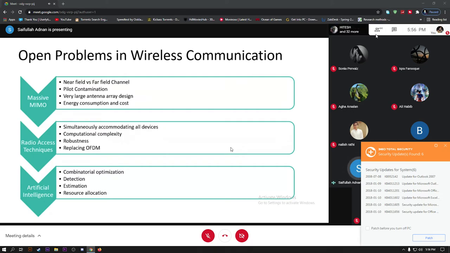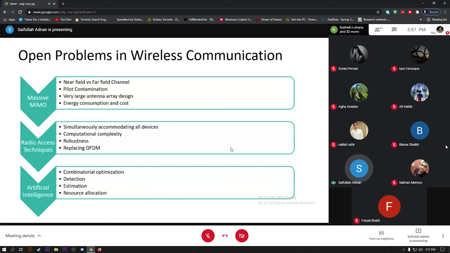Another is computational complexity. When we increase the number of antennas or when we increase any part of the system, its computational complexity also increases. For example, if I use one antenna, it will consume less time to detect the data from the transmitter. But if there are three antennas, then it will require more complexity to detect the signal. Robustness, replacing OFDM. OFDM is an old technology which was used in 4G and LTE systems. Nowadays in 5G, OFDM has been replaced by NOMA, non-orthogonal multiple access.